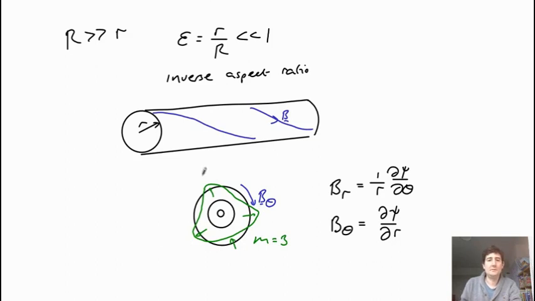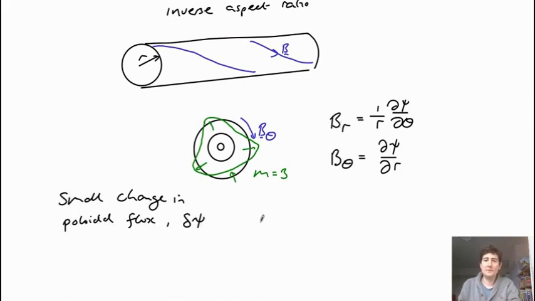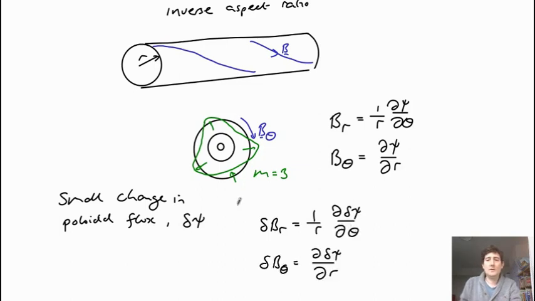We're going to consider m equals 1, for example, which is just a shift. m equals 2, which would be like a flattening. And then, of course, you can have higher modes as well. And so we have a change in the flux. So delta psi is the change in flux. And so we can write down the changes in the magnetic field. So this is just the change in the magnetic flux. And then from this we can work out what the currents are.